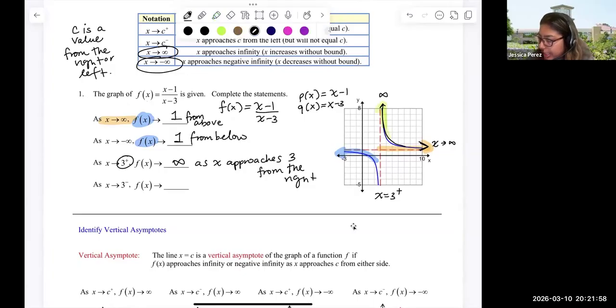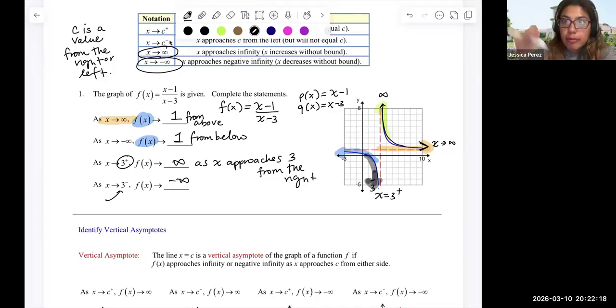What happens as x approaches 3 from the left? If it's from the left side, this is 3. From the left, it's going to go to negative infinity. So it depends where you're coming from. Are you coming from the positive direction of the 3 or the negative direction, from the left or the right?